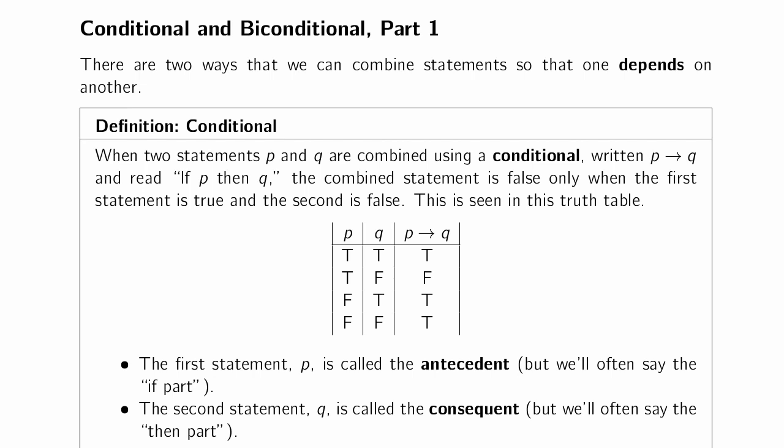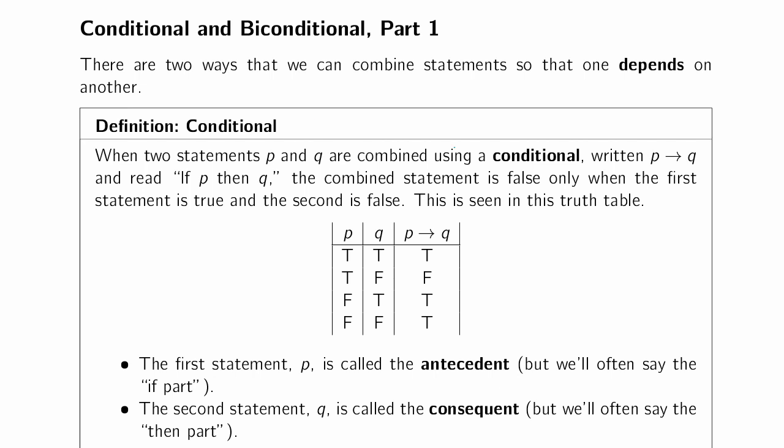The next way we can combine statements is called a conditional. In a conditional, we're thinking of one statement depending on another. And because the way that we do this in formal logic is a little bit weird and tricky, I'm going to start out by giving you the truth table, and then we'll try to make sense of this.